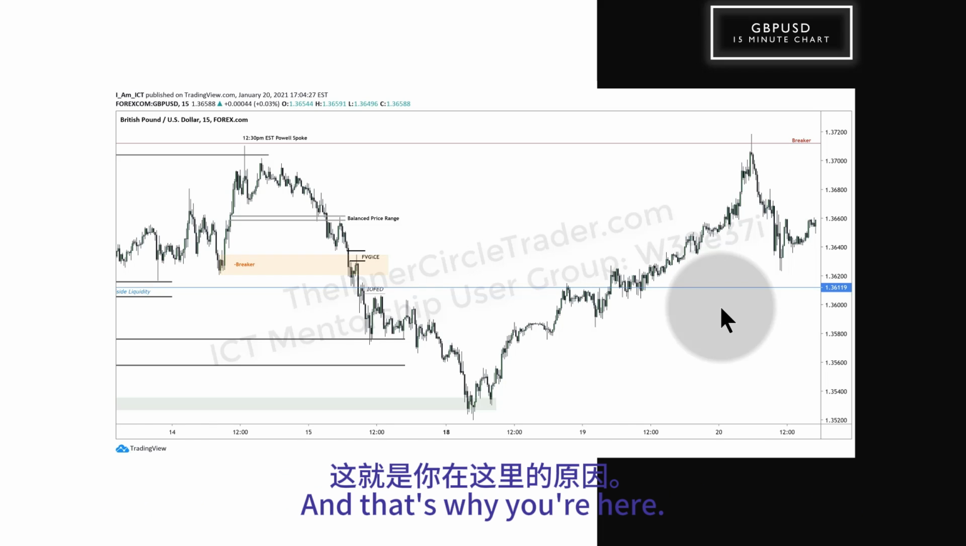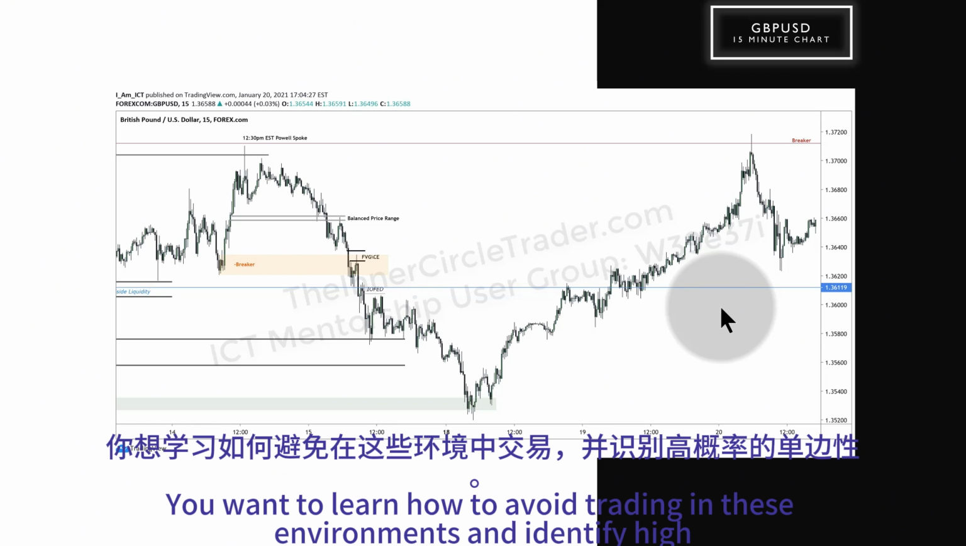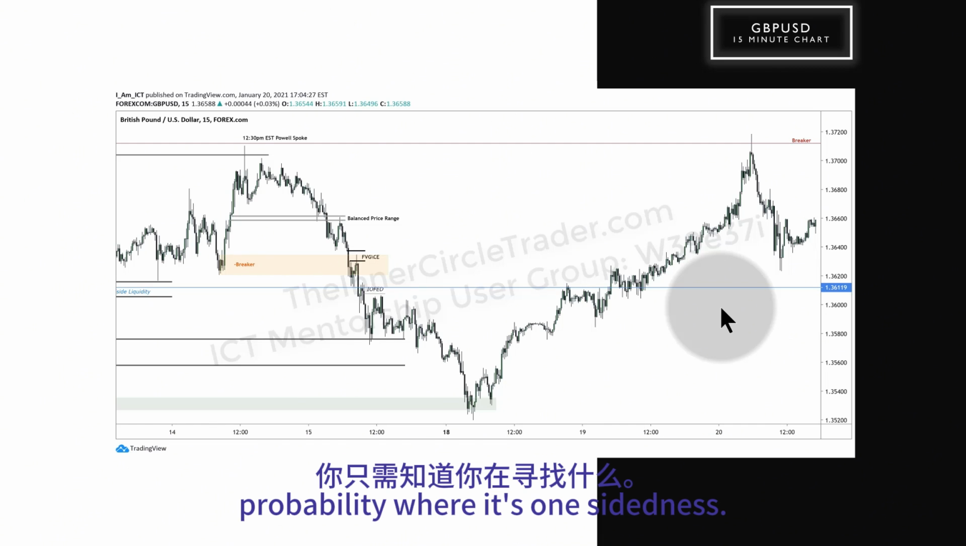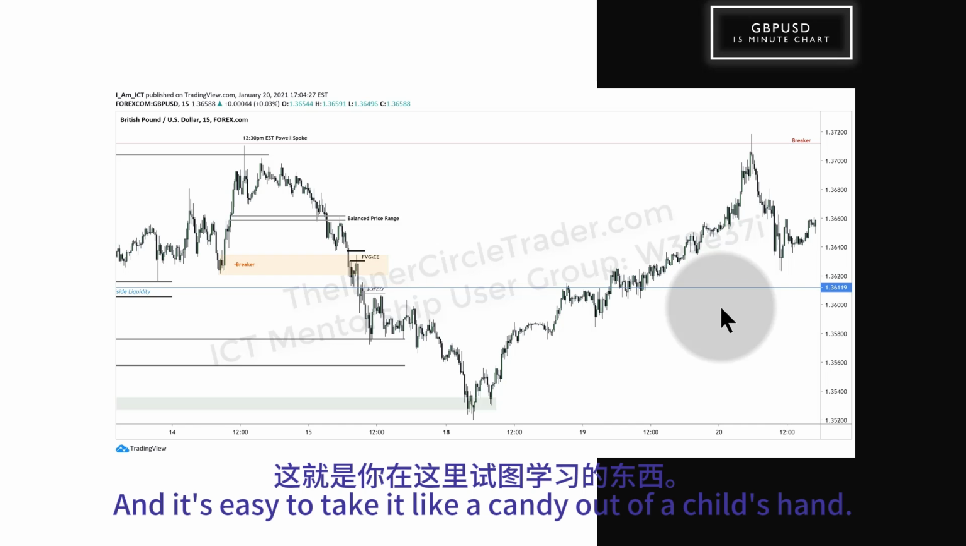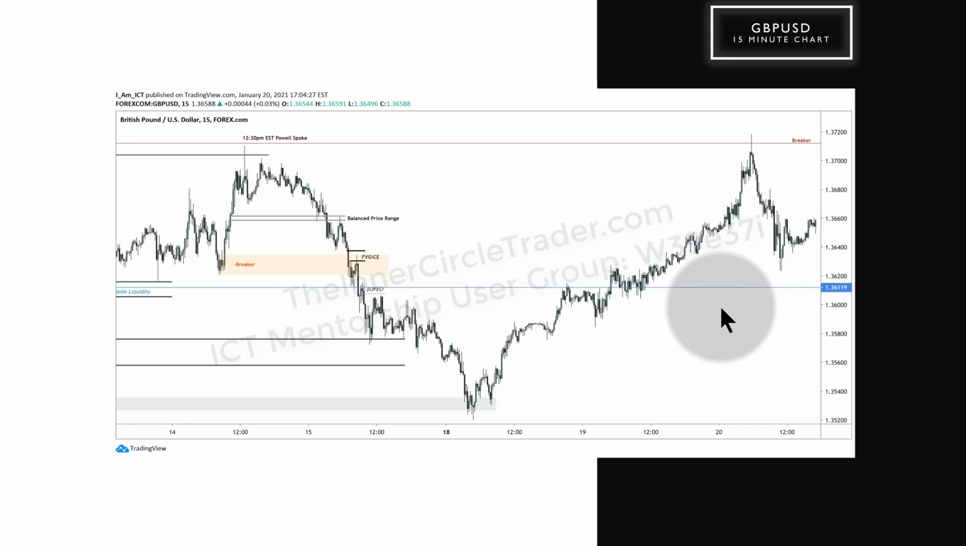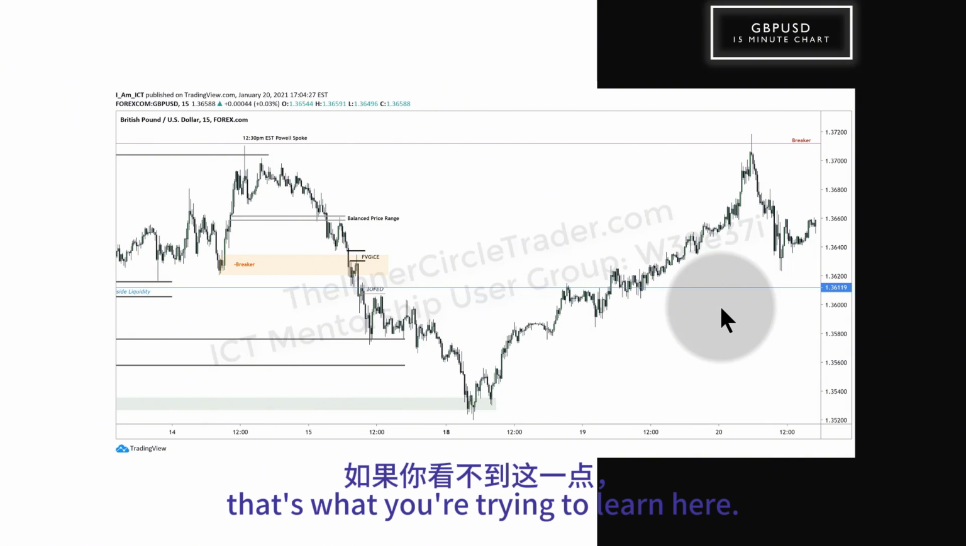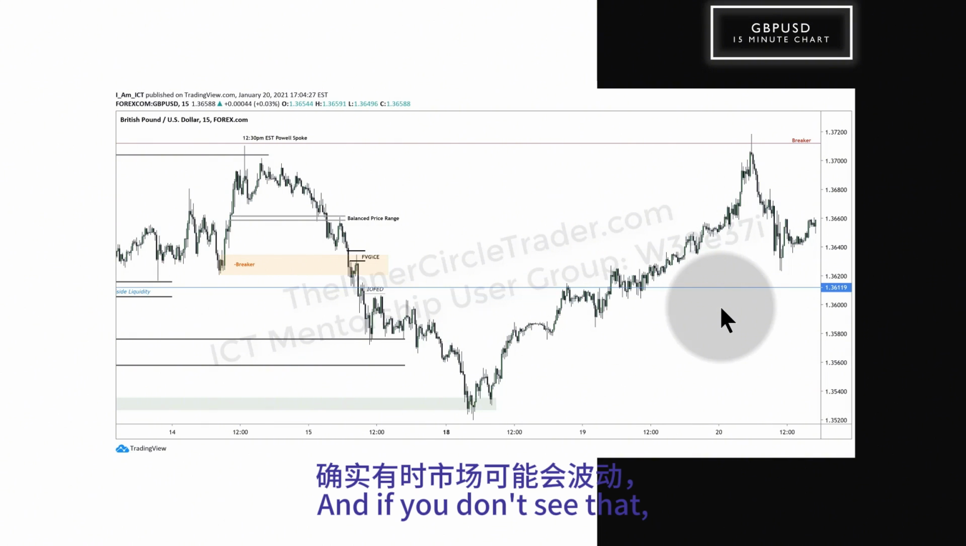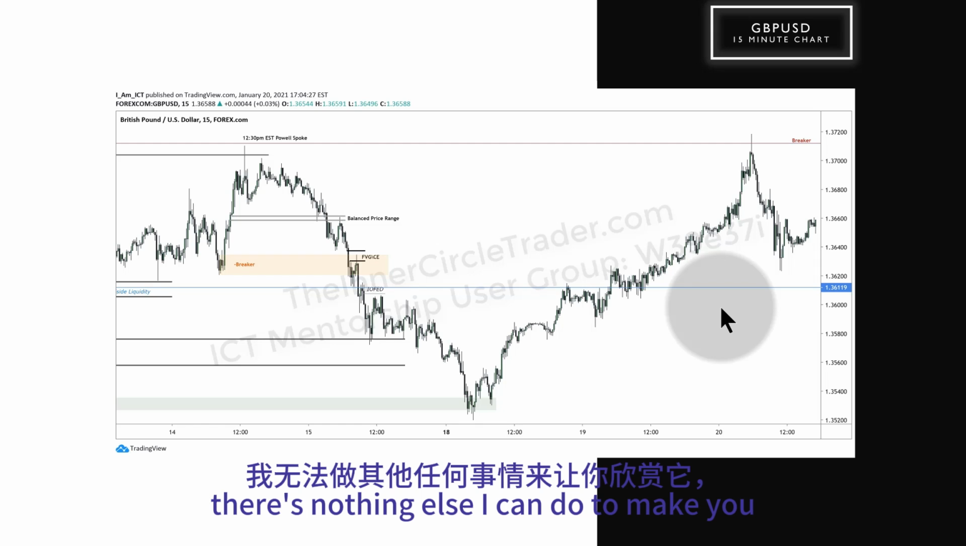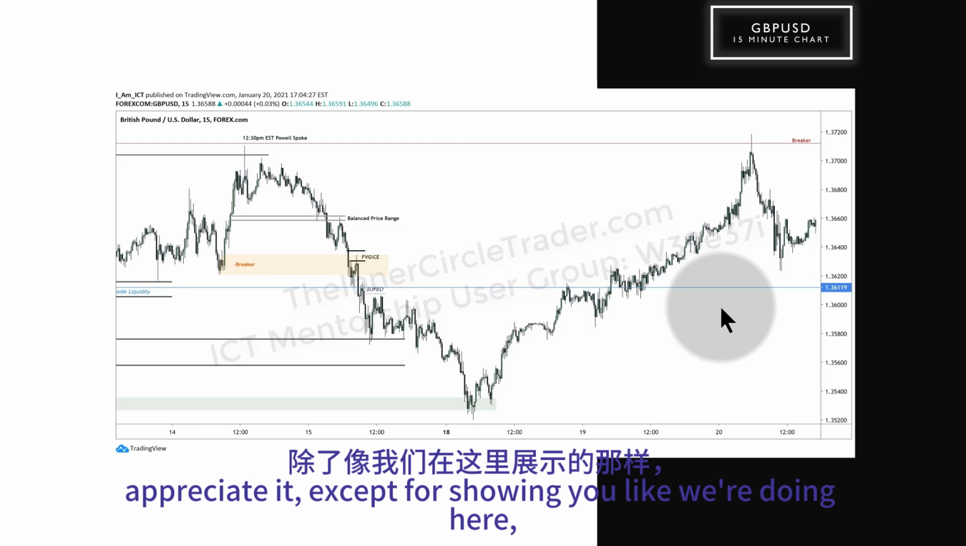And that's why you're here. You want to learn how to avoid trading in these environments and identify high probability where it's one-sidedness. You just know what you're looking for, and it's easy to take it like candy out of a child's hand. That's what you're trying to learn here. Okay, and if you don't see that, there's nothing else I can do to make you appreciate it except for showing you like we're doing here.